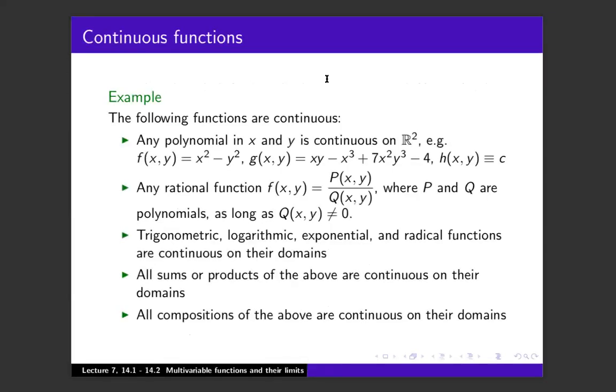So here are some continuous functions that we've seen before. Any polynomial in x and y is continuous. So for example, x squared minus y squared is continuous. xy minus x cubed plus 7x squared y cubed minus 4. That's also continuous. Any combination of x's and y's or powers or sums and products, that's all fine.